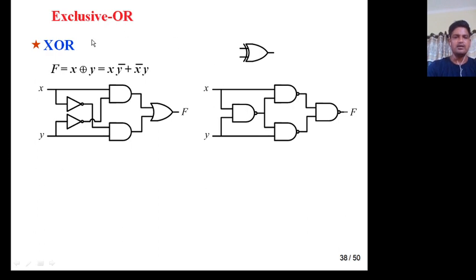And now come to the important point: how to implement any Boolean function by using NAND gate or NOR gate. Okay, we will see later how it comes.